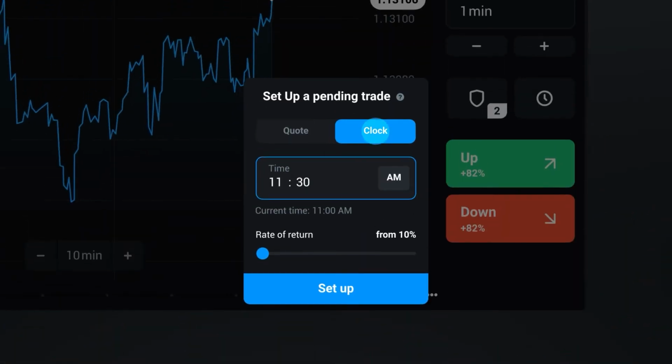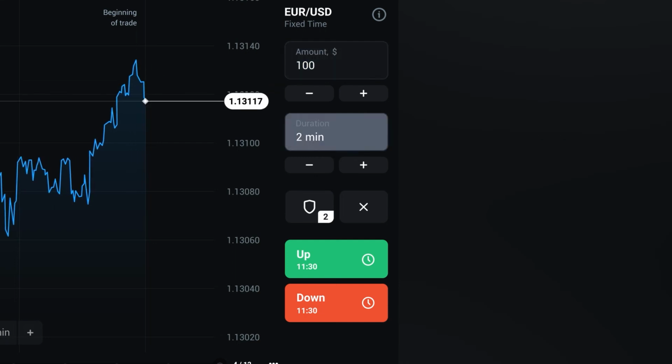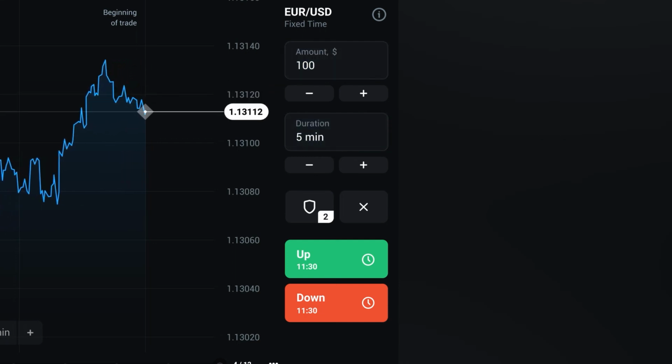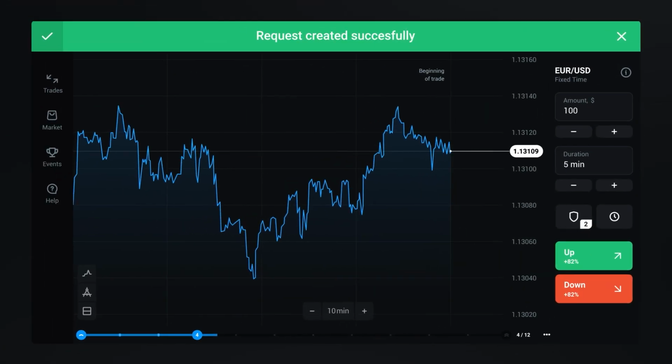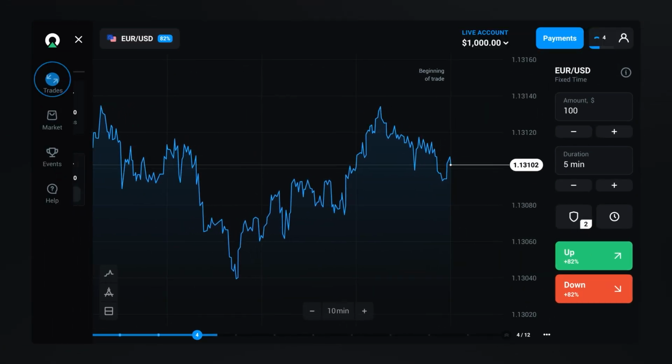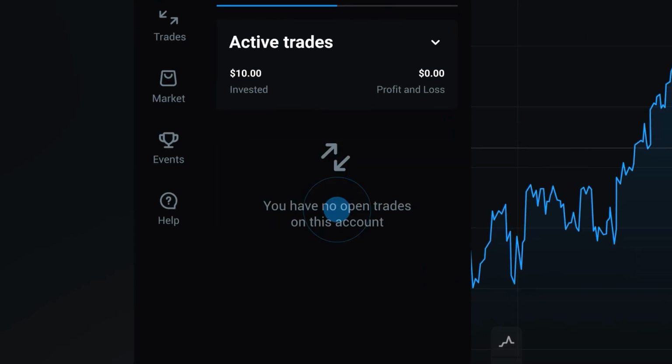After setting the conditions in the pending order, you need to specify the amount of the transaction, the duration of the trade, and the direction of the trade, either up or down. After that, the order will be created. You can manage your pending orders in the Trades menu. You can also cancel a trade in the same menu if necessary.